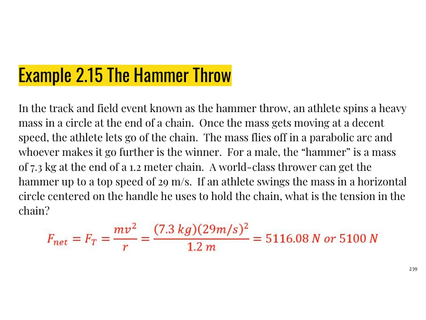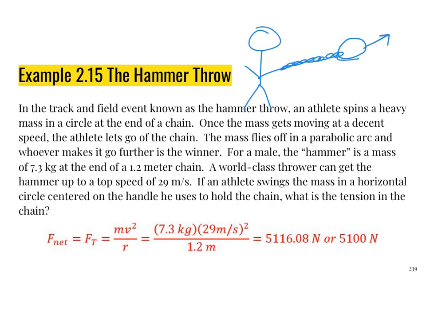All right, so we got a real example, and this is the hammer throw. In the track and field event known as a hammer throw, athletes spin a heavy mass in a circle at the end of the chain. Once the mass gets moving at a high speed, the athlete lets go, and then it follows a parabolic arc. So the person stands here, and they hold this chain that's attached to this really heavy object, and they spin around in a circle, and they let it go.